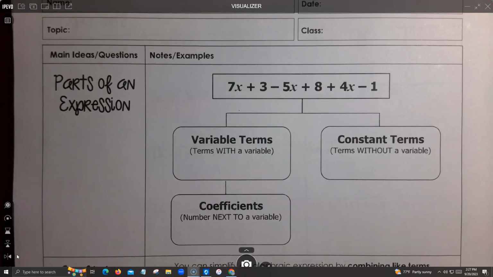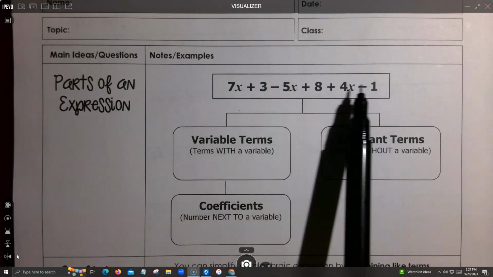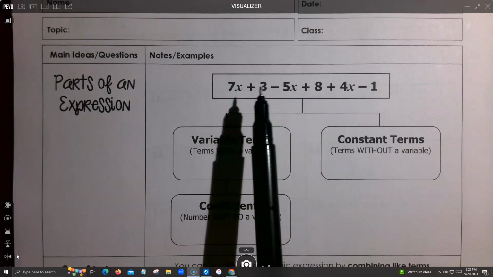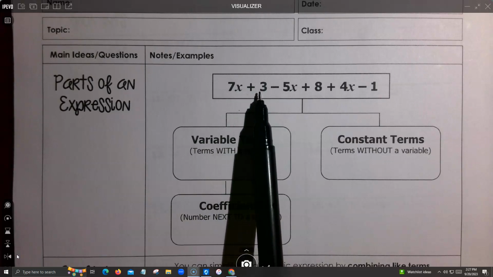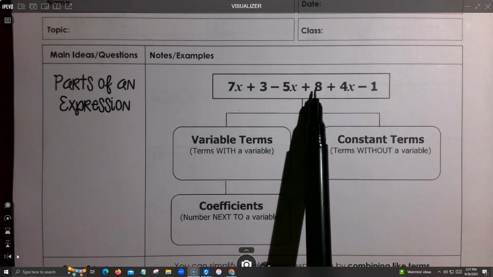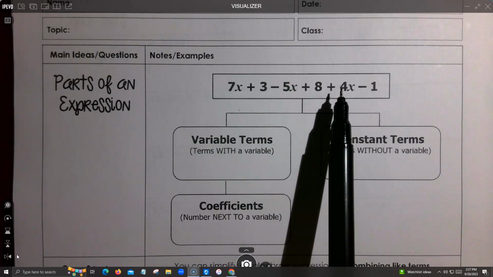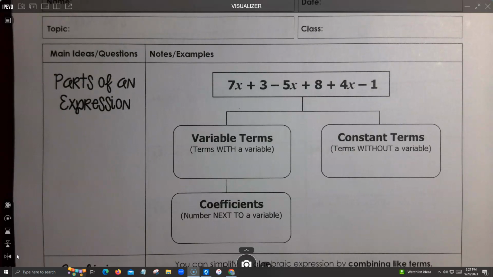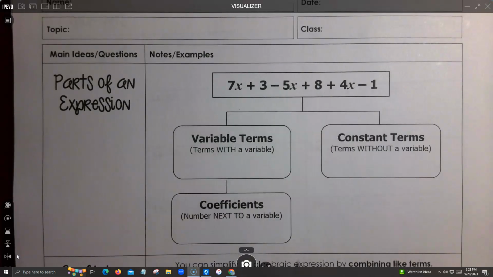Okay, so the terms of a big long expression like this are all the little pieces here. Instead of seeing this as 7x plus 3 minus 5x and so on, I want you to see this as a 7x, a plus 3, a negative 5x, a positive 8, a positive 4x, and a negative 1. See these as sliding tiles, if you want to think of it that way. And all we're going to do is add them. Everything that looks like a subtraction has now become a negative number. So we're going to add as we go along anything that's alike.